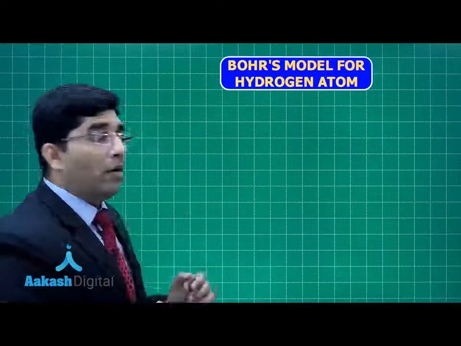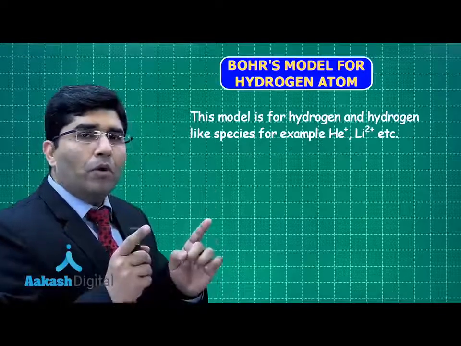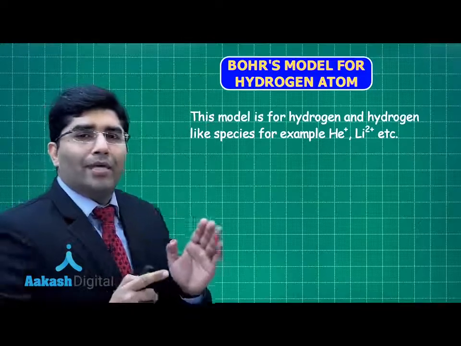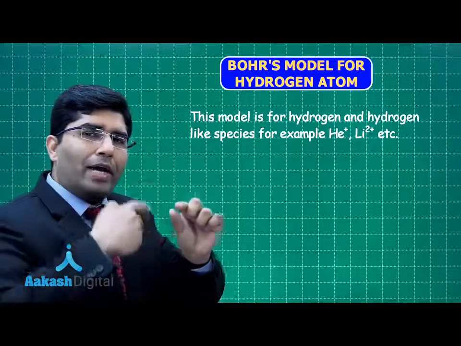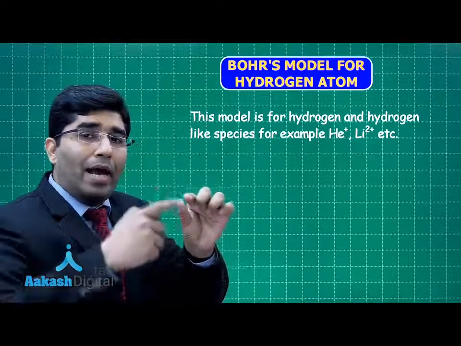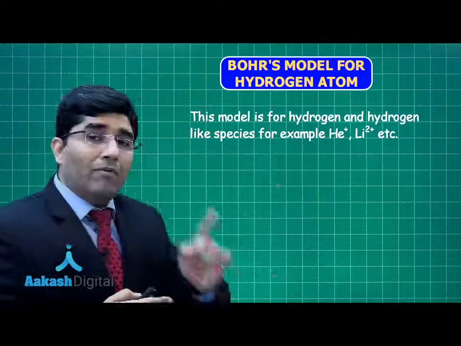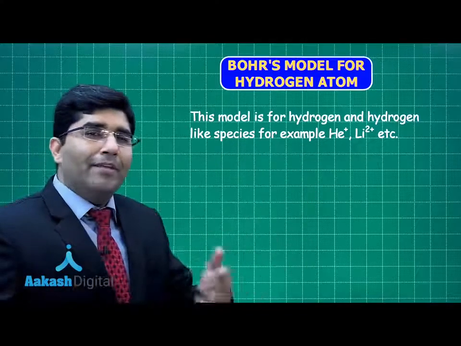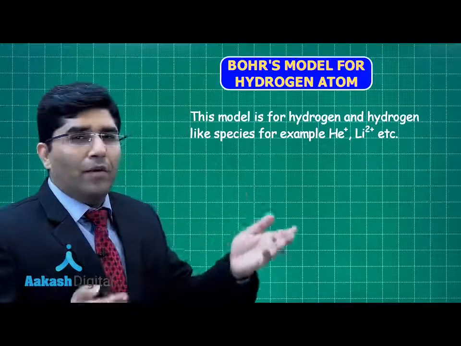Now, Bohr's model for the hydrogen atom. One more thing I want to tell you here: the Bohr model is for hydrogen and hydrogen-like species. Now what are hydrogen-like species? Those species which have a one nucleus and one electron system. You know that in hydrogen there is a nucleus and one electron revolving around it. In helium plus there will be one nucleus and one electron. In lithium 2 plus again there will be one nucleus and one electron revolving around it.